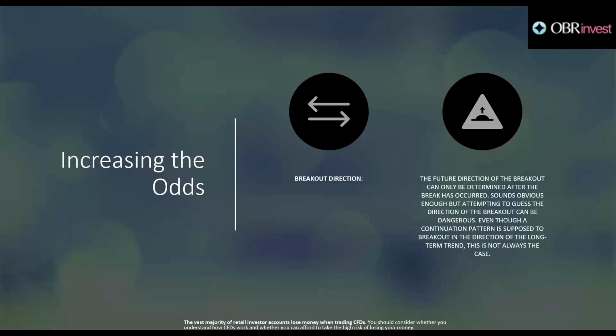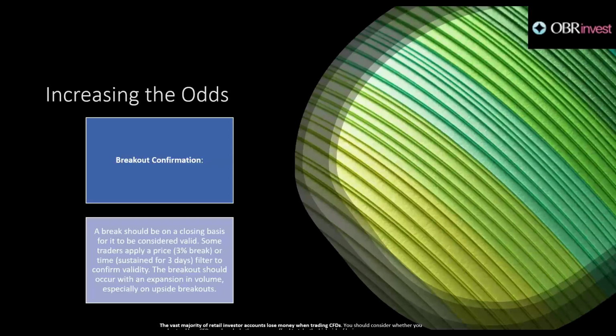And then breakout direction. The future direction of the breakout can only be determined after the break has occurred. And I'm going to say this again. The future direction of the breakout can only be determined after the breakout has occurred. Sounds obvious enough, but attempting to guess the direction of breakout can be dangerous. Even though a continuation pattern is supposed to break out in the direction of the long-term trend, this is not always the case.